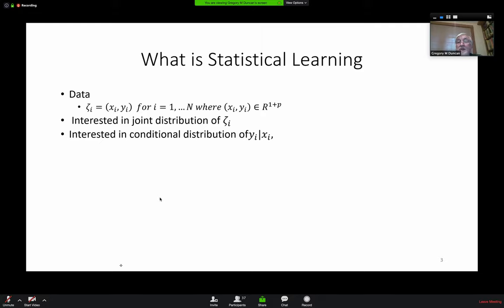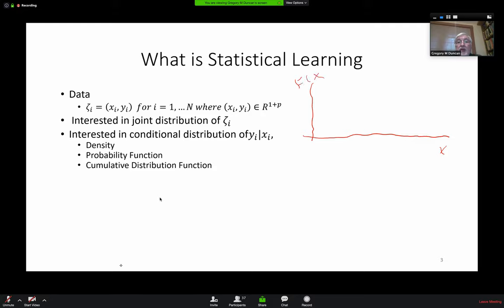Now, I'm assuming for most of you, this is stuff you've seen before. In terms of conditional distribution, oftentimes we're interested in the conditional density. Okay, that's your bell curve if things are normal. You're interested often in the probability function or the cumulative distribution function. I'm going to draw a picture of one of those right here. And so a cumulative distribution function looks something like this. So that's one, that's zero, and it monotonically increases from zero to one. It can have jumps in it and the like. I'm assuming you've seen those before.